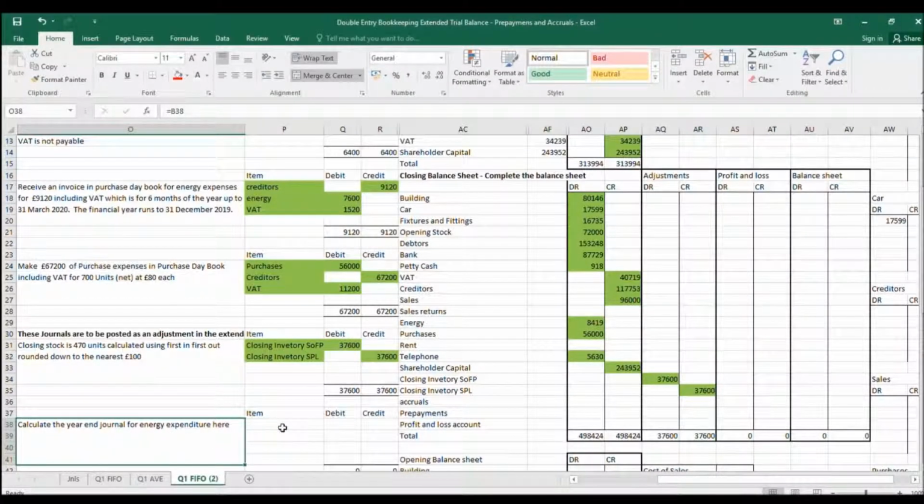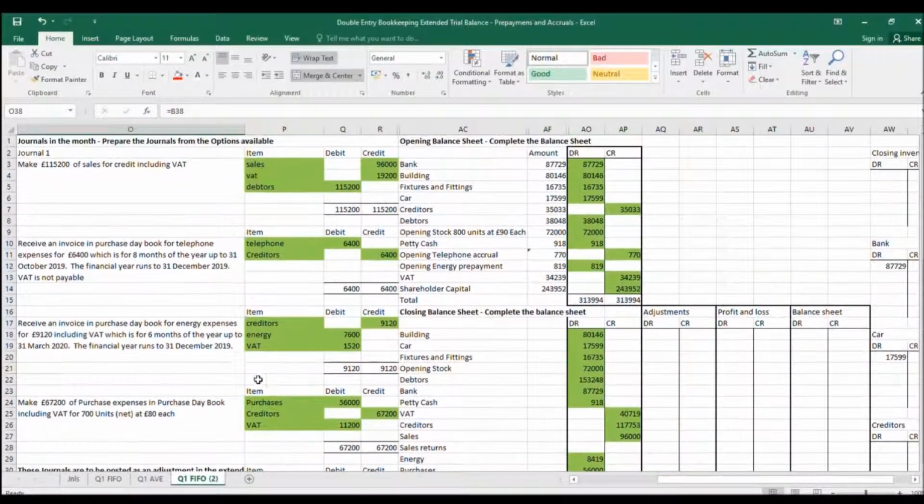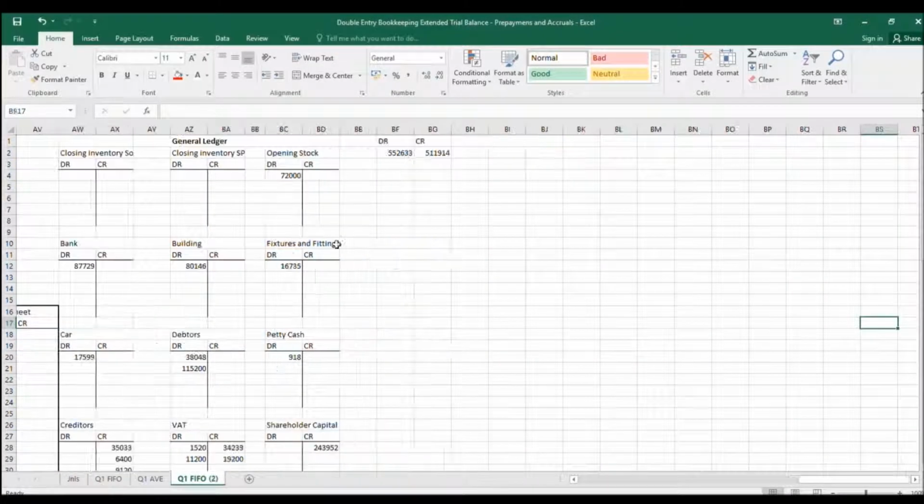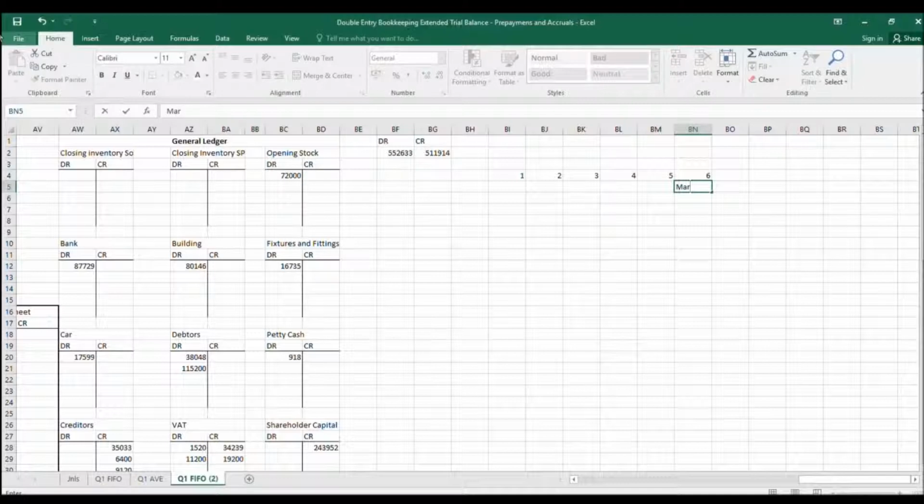Calculate the year-end journal for energy expenditure. So we're going to calculate our energy expenditure year-end journal. Let's have a look at what happens here. We've got the energy expenditure instruction here, and the best way to do this is to simply mark out the time. It says for 6 months of the year up to the 31st of March 2020, and the financial year end runs to the 31st of December 2019. So all you do is go 6 months, so 1, 2, 3, 4, 5, 6, and it's up to the 31st of March 2020. Then we work back what these periods are.